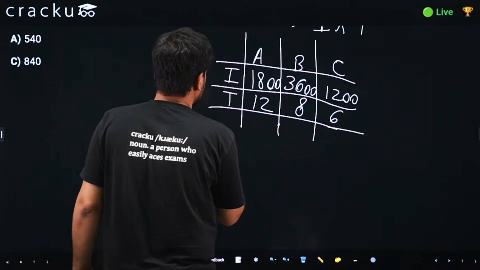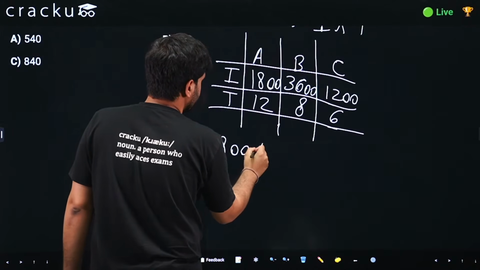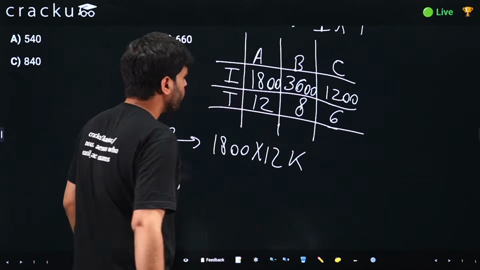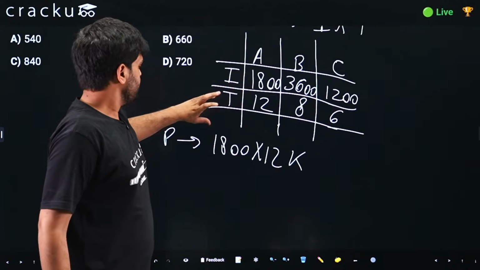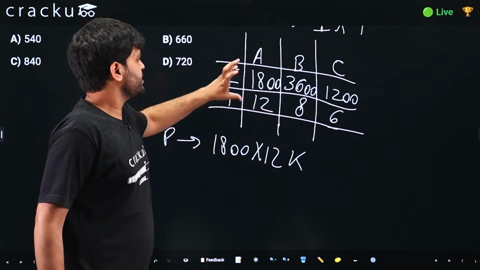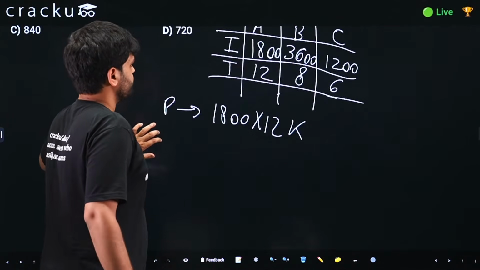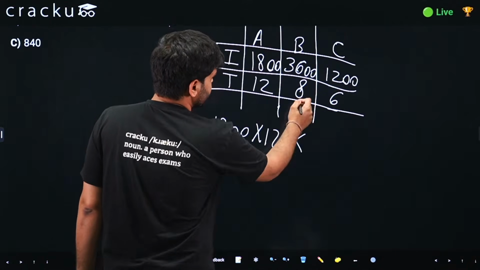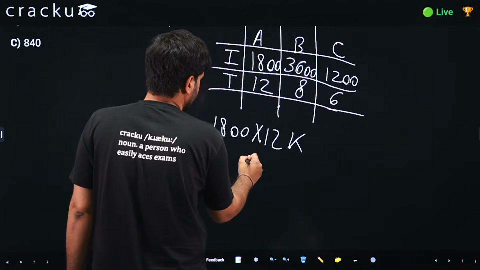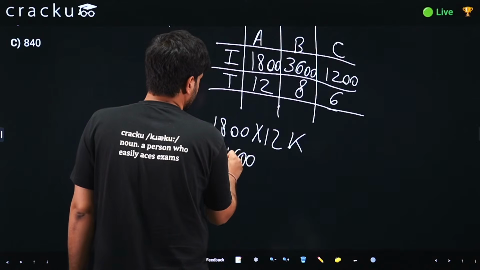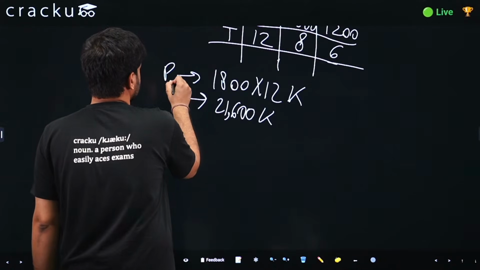So the profit of A would be 1800 into 12K. Now why K? Because this is not the absolute profit. This is the proportion of profit which A will get with respect to B and C. We will also see for B and C as well. The constant K would be the same for B and C as well. So this comes out as 21,600K.